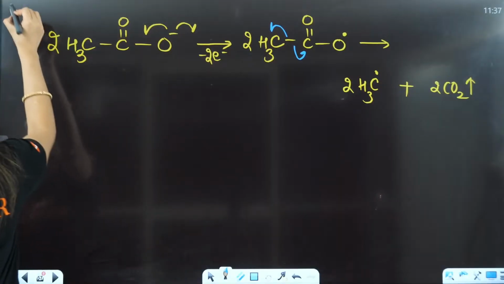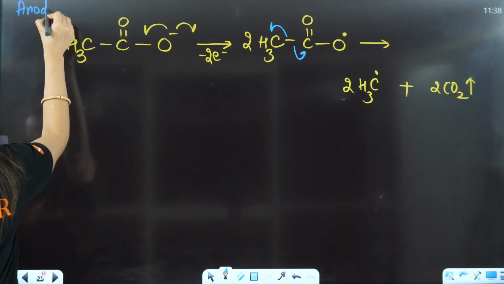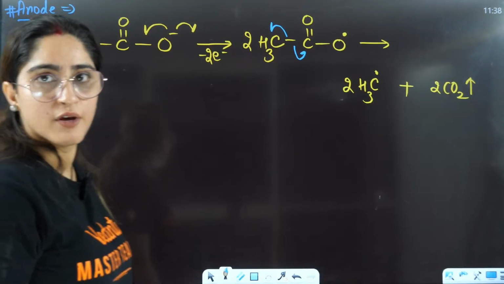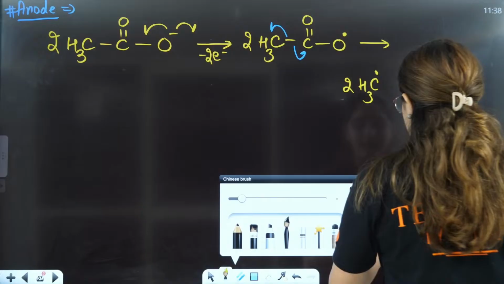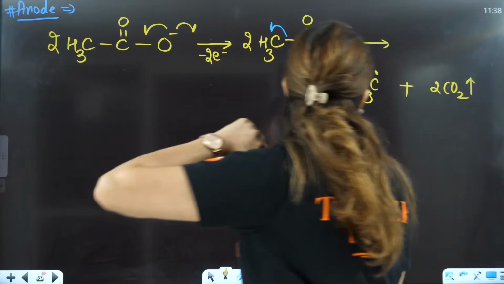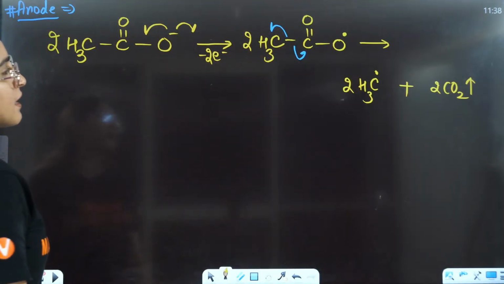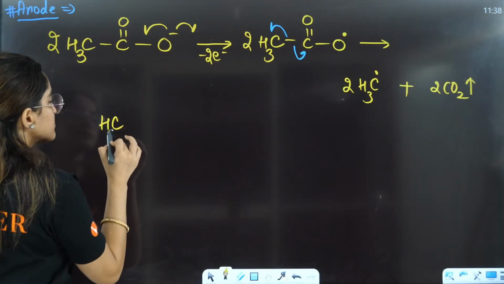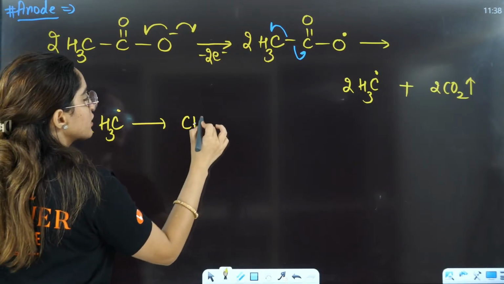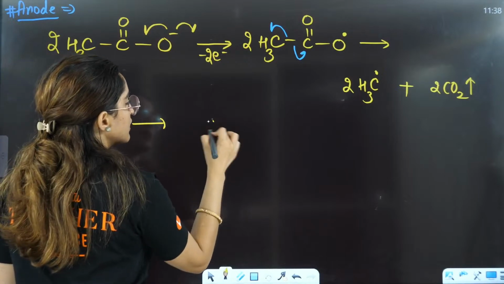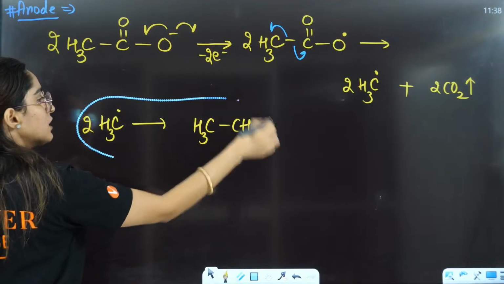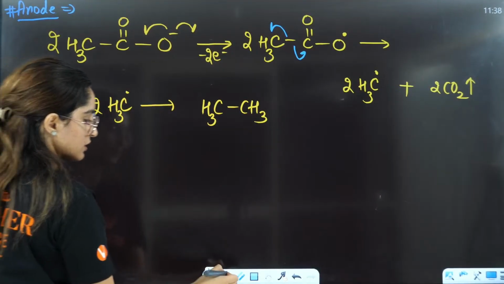Now tell me, at the anode this is happening, because we know that the anode in electrolysis is positive, right? So a carbanion reaction will take place here, right? Okay. Now CH3 and CH3, two free radicals, will combine to give you CH3-CH3. This is what we see at the anode.